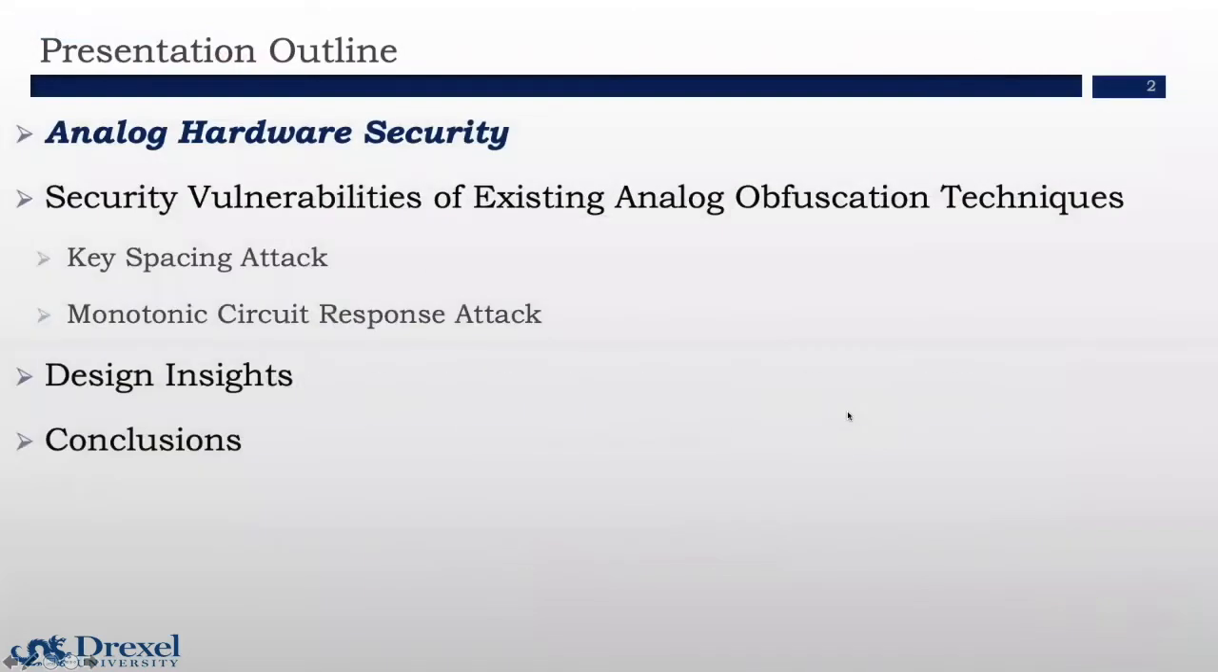This is the outline of the presentation. Initially, I will be talking about the need for analog hardware security, different analog obfuscation techniques, and the metrics to evaluate the security of the obfuscation techniques. Then I will be presenting the two techniques that form the basis for evaluating the security of the analog obfuscated techniques. Then I will be providing the design insights and conclusions.